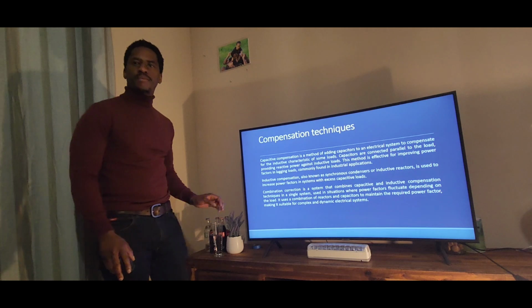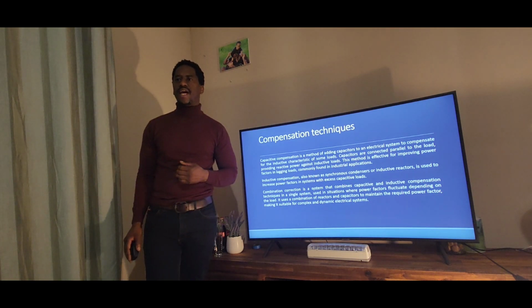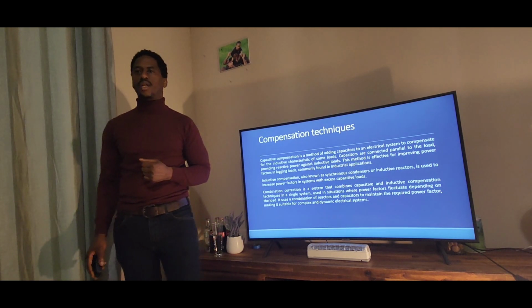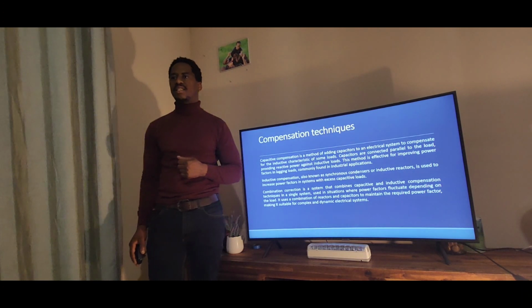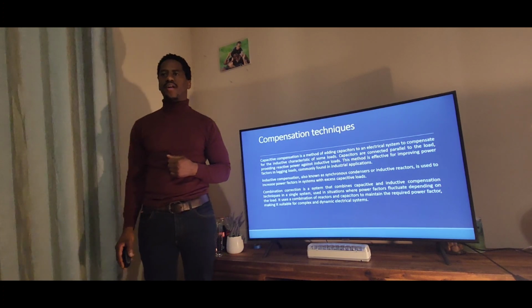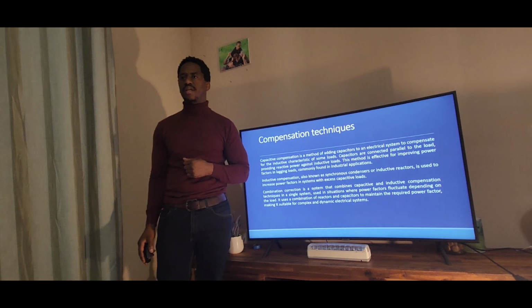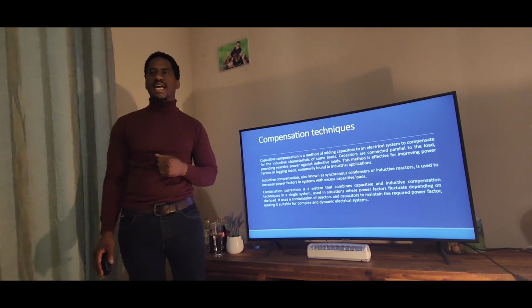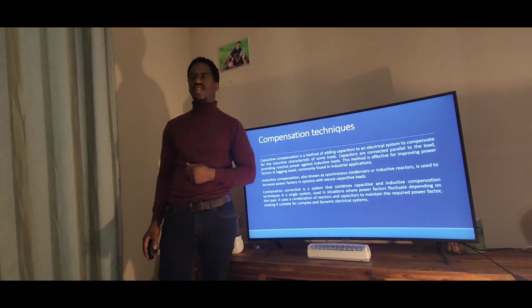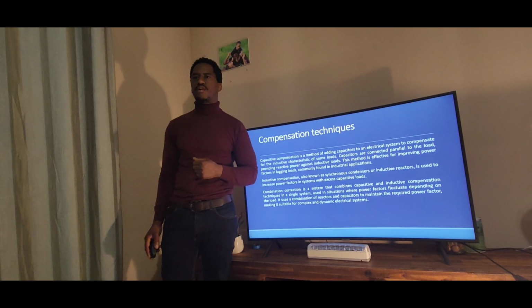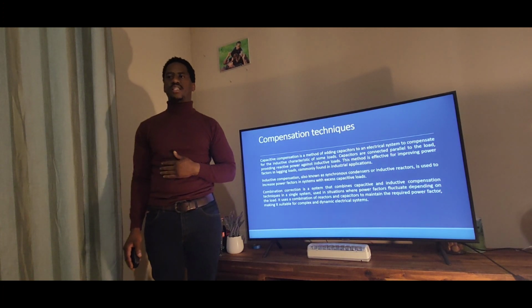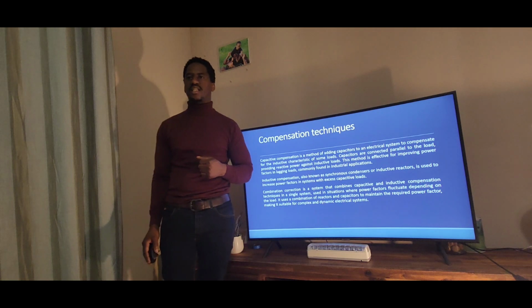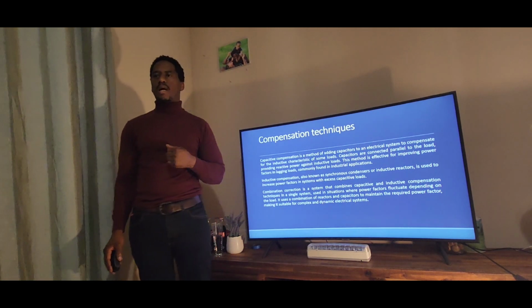Compensation techniques. Capacitor compensation is a method of adding capacitors to an electrical system to compensate for inductive characteristics of some loads. Capacitors are connected to the load, providing reactive power against inductive loads. This method is effective for improving power factor in lagging loads commonly found in industrial applications. An inductive compensator, also known as a synchronous condenser or inductive reactor, is used to increase power factor in systems with excessive capacitive loads.